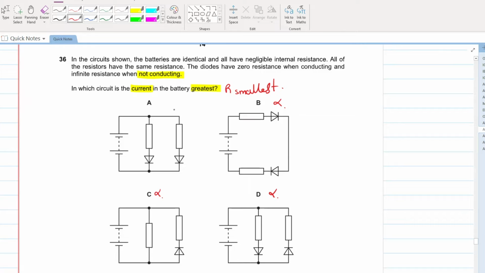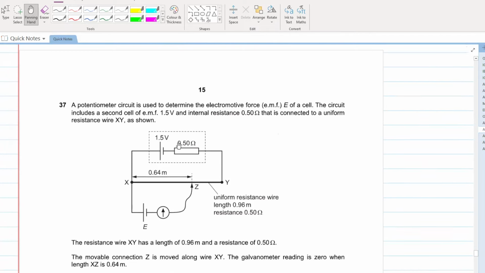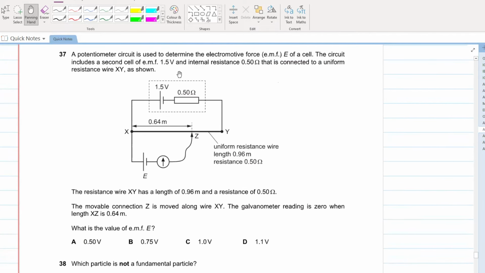If you see option A में the two resistors are in parallel. Resistance reduces. And both the diodes are in forward bias condition. तो आपकी resistance due to the diode will be zero. A is your answer. Current greatest. Let's further move ahead. Okay, let's see this.